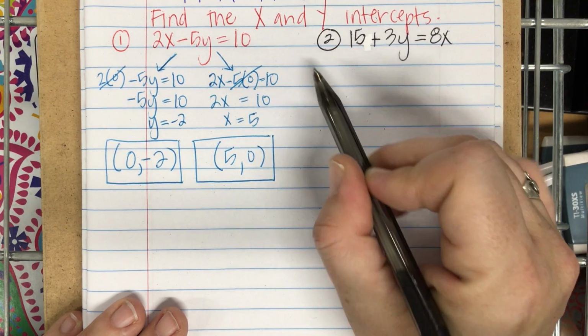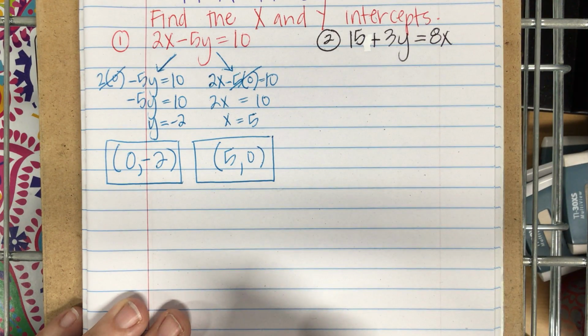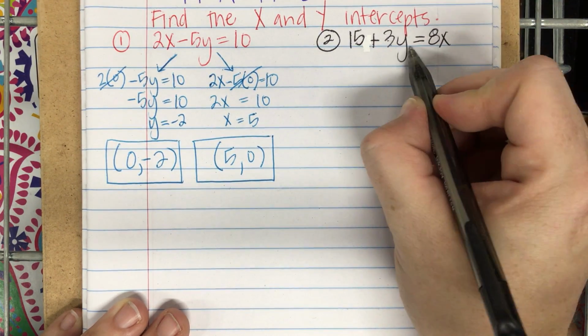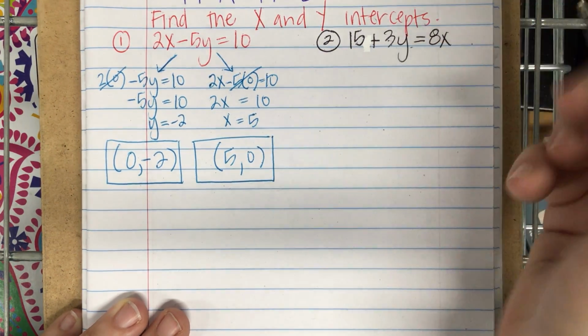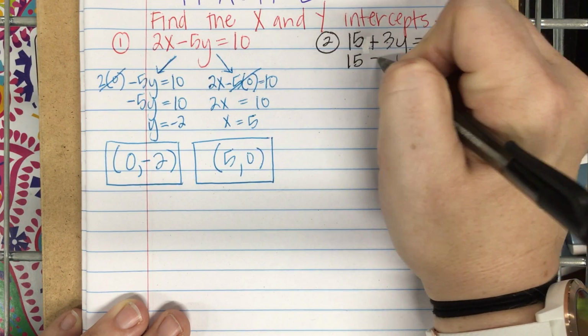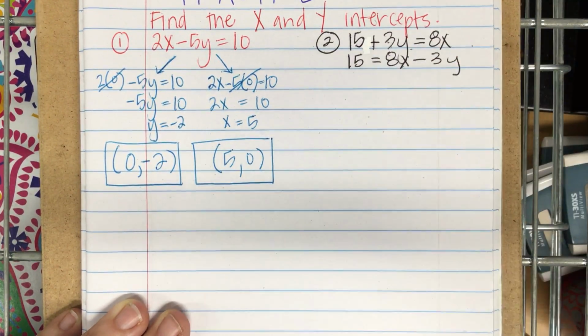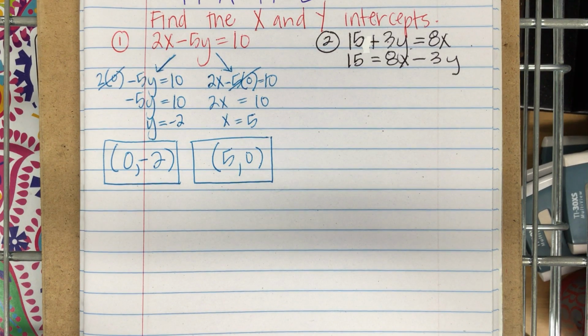Jacob? You put the 3y on the other side. Yeah, I'm going to take positive 3y and move it to negative 3y. 15 equals 8x minus 3y. Now life's just a little bit easier.